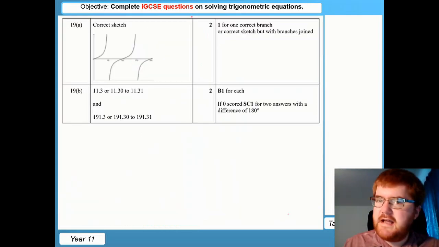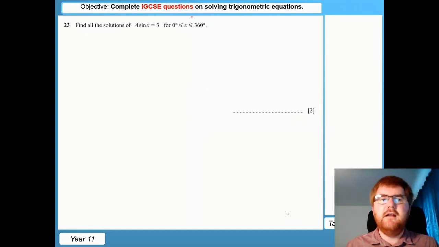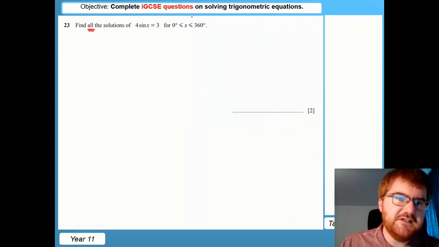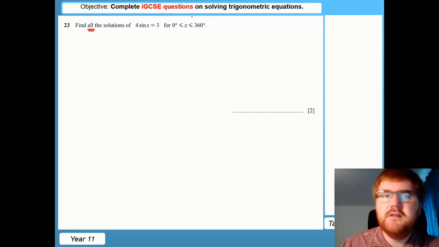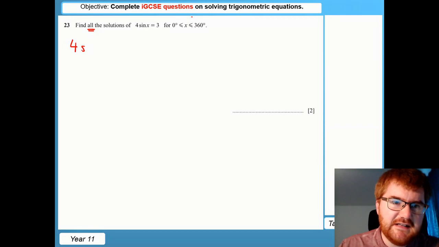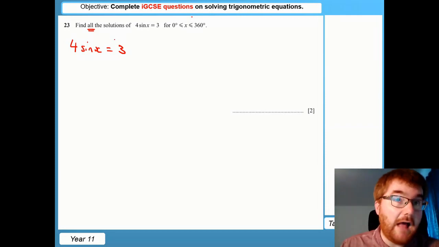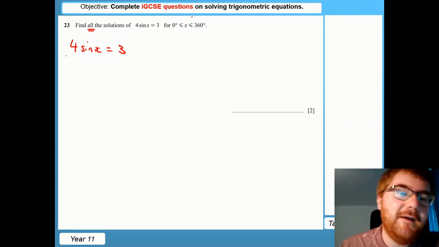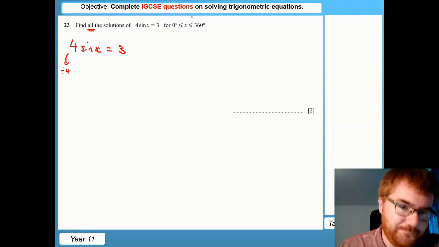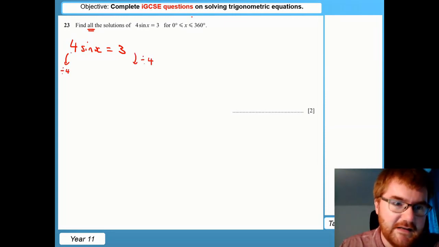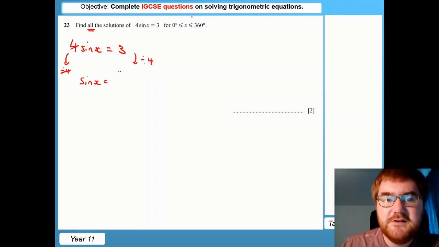Right, let's carry on. So let's do the next question. Find all the solutions. That's always a hint to the question. It's going to be more than one. 4 sine x is equal to 3. So let's start this in exactly the same way. So we want to get the sine x on its own. So what's the opposite of multiplying by 4? Dividing by 4 on both sides. Again, this always starts in the normal way. So we get sine x is equal to 3 over 4, like so.